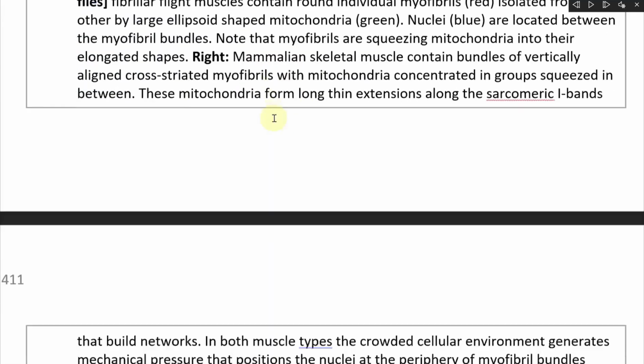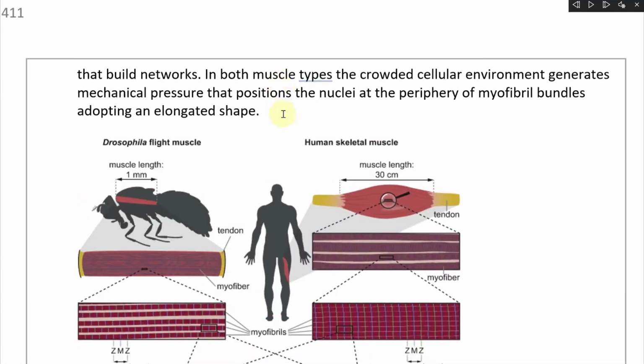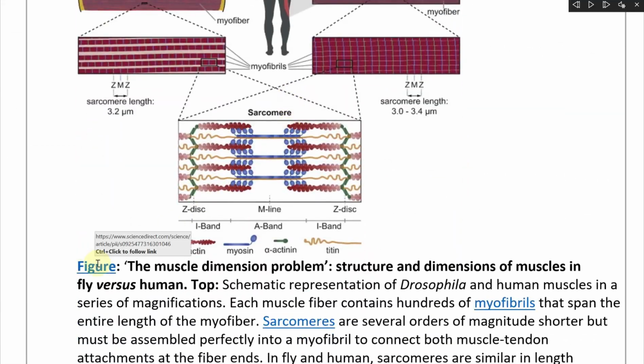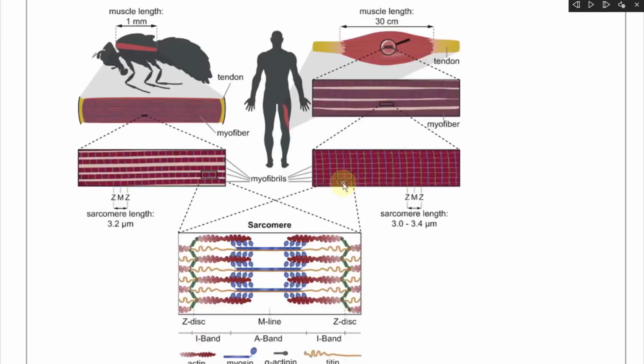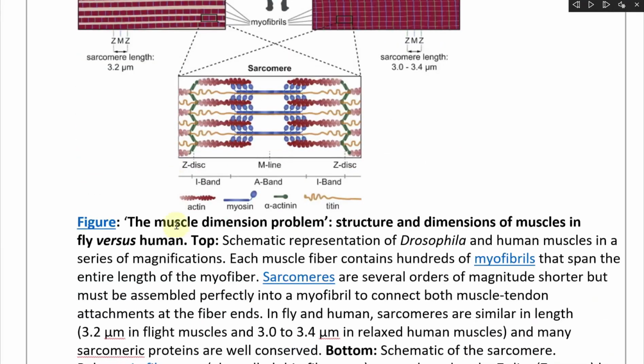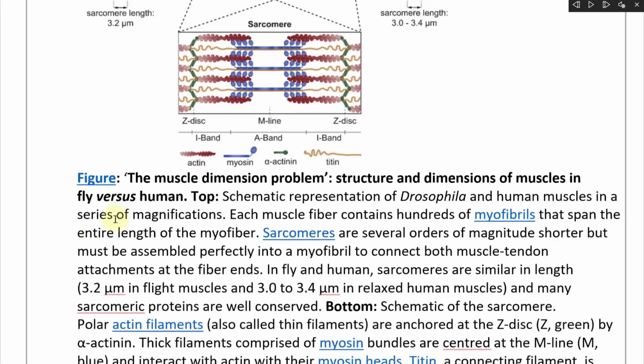Now if we continue further, let's look at another figure. This one's from Science Direct, I believe from a different article, but it's a similar article. Basically, I just want to compare it even further. This is about muscle dimensions, structure and dimensions of muscles in fly versus human. The top is a schematic representation of Drosophila and human muscles in a series of magnifications.